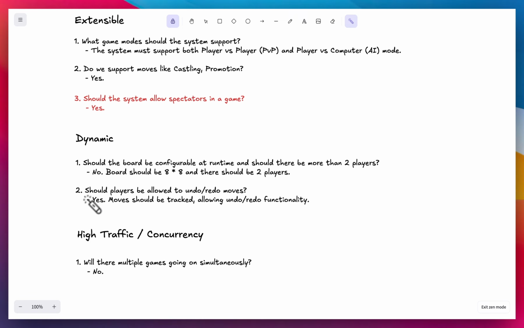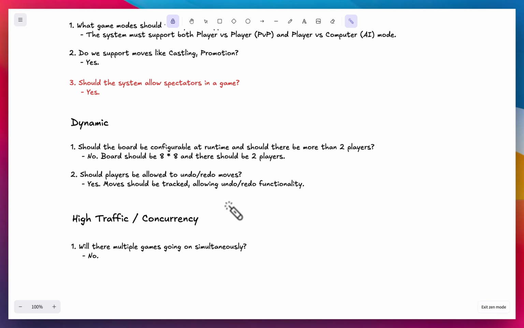Right. And the second point is, should players be allowed to undo or redo their moves or not? And let's say the interviewer says that yes, we should also add this functionality of undoing or redoing the moves.